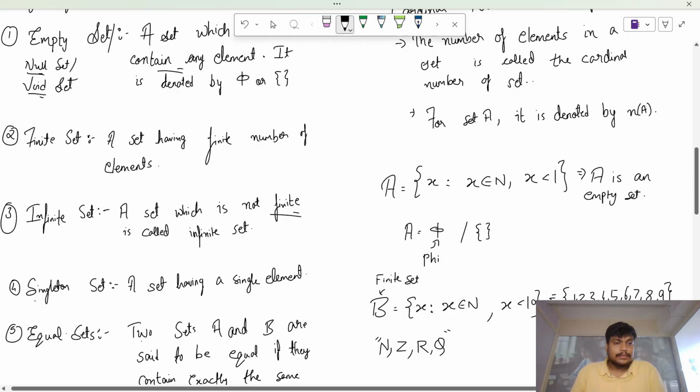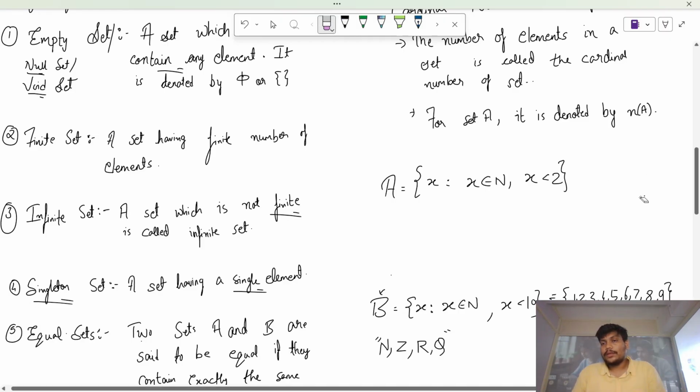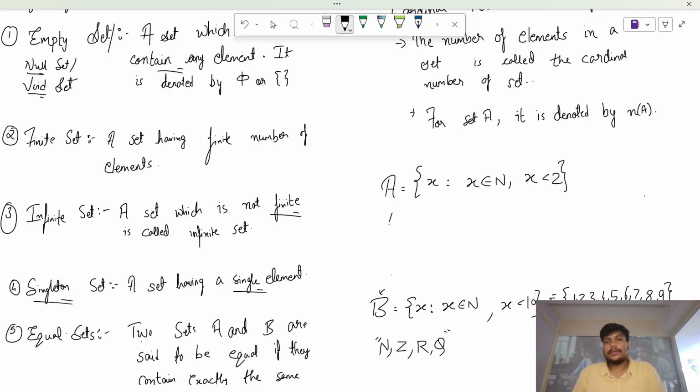Fourth type of set is singleton set. What is a singleton set? A set which has only a single element in it is called a singleton set. For example, let's suppose here we change this into this set. Now the set is x such that x belongs to natural number and x has a value less than 2. What are the natural numbers less than 2? The answer is only one number is possible. So A is equal to 1. How many elements does it have? A single element. So A is here a singleton set.